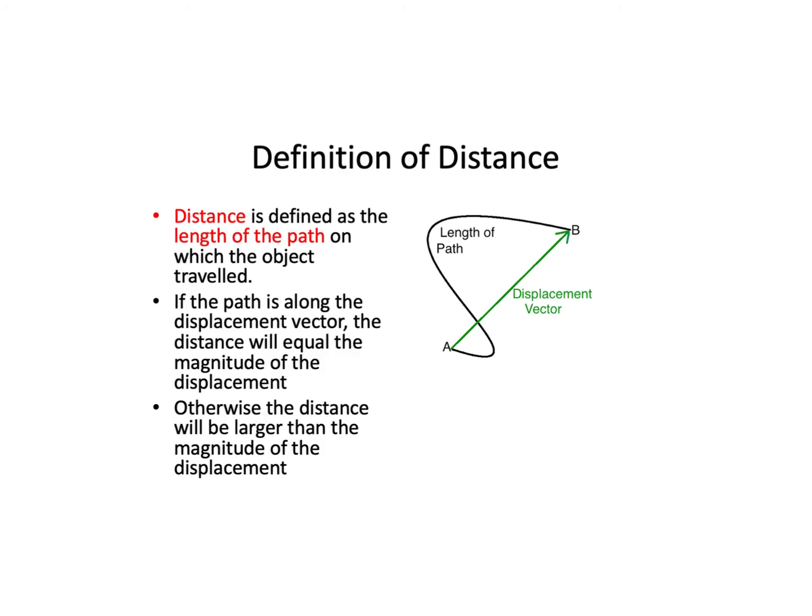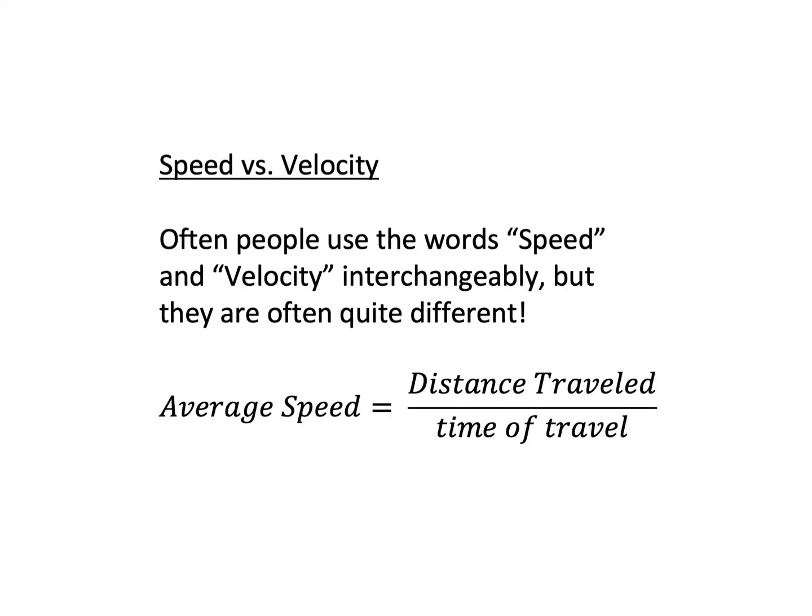And in this slide, I've sort of summarized a few of those last points I was talking about. So we can just reiterate here that distance is the length of the path traveled. If the path is along the displacement vector, along that straight line path, then the distance will equal the length or the magnitude of the displacement. Otherwise, the distance will be larger than the magnitude of the displacement. So just FYI. The next 2 definitions that we want to talk about are speed and velocity.